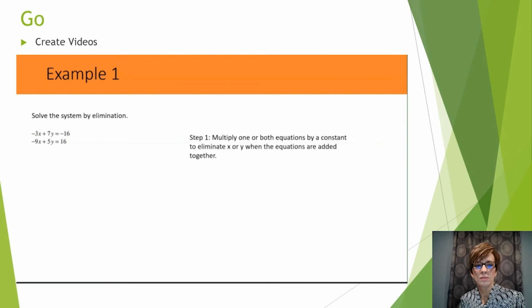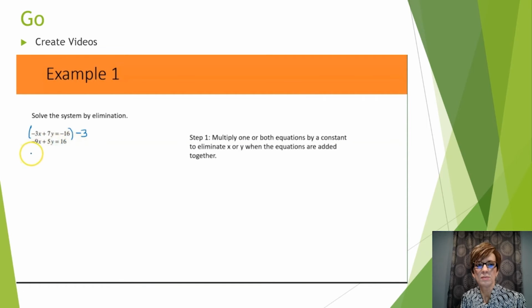Step 1 in determining the solution to this system is to multiply one or both equations by a constant to eliminate x or y when the equations are added together. And so we want to go ahead and multiply the first equation by -3. Notice that if I multiply that -3 by the coefficient of x, it produces positive 9x, and when added with negative 9x, those terms would cancel out.